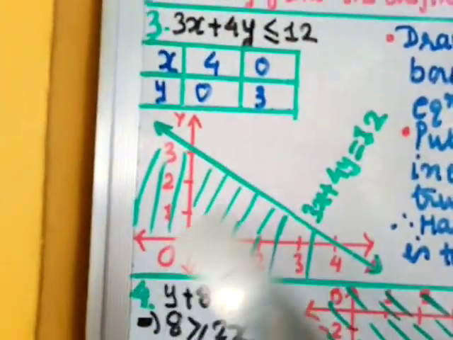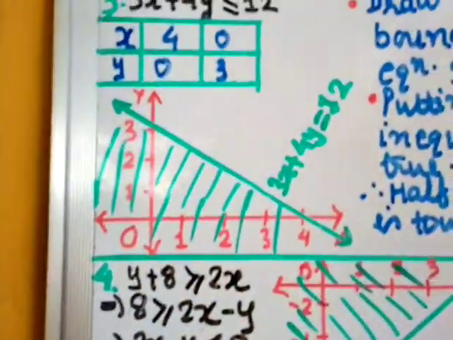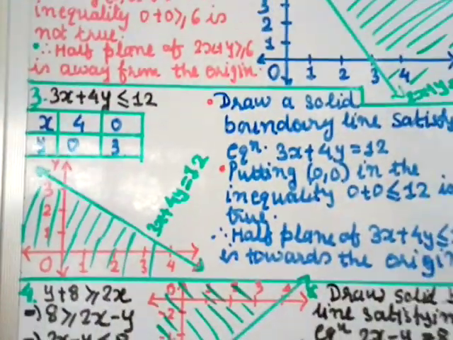So the origin is here. When you shade the part, you have to shade towards this side. This is the solution region. So that is the solution for question number 3.